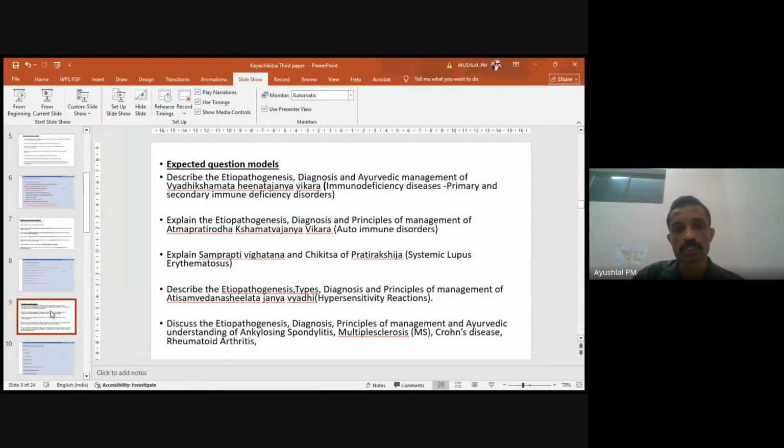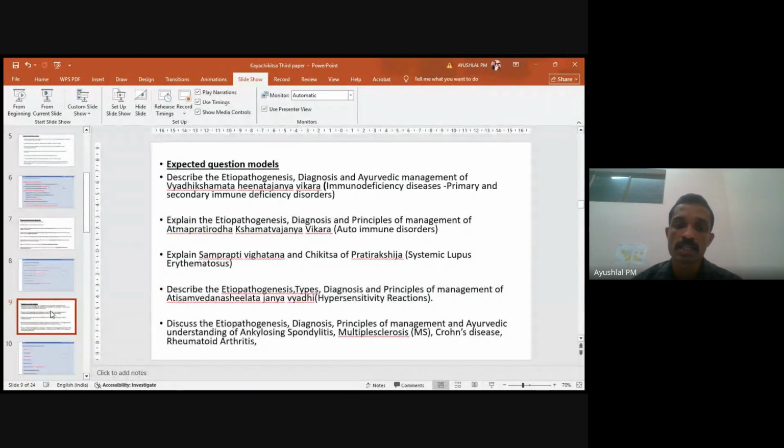Some of the questions are like: describe the etiopathogenesis, diagnosis, and Ayurvedic management of Vyadhikshamatva Hinajanya Vikara, immunodeficiency diseases, primary and secondary immunodeficiency disorders. So you should write what is immunodeficiency conditions. Within that, what is primary and what is secondary. Then Ayurvedic management, you can write from your side. In such questions, mainly students' logic is assessed, how they approach these conditions through Ayurveda.